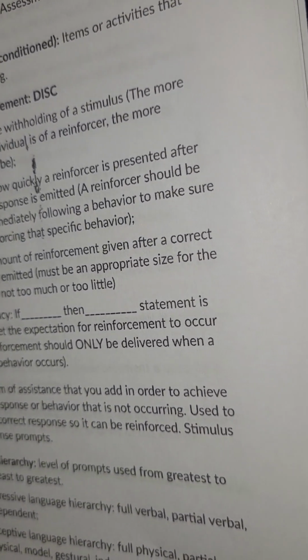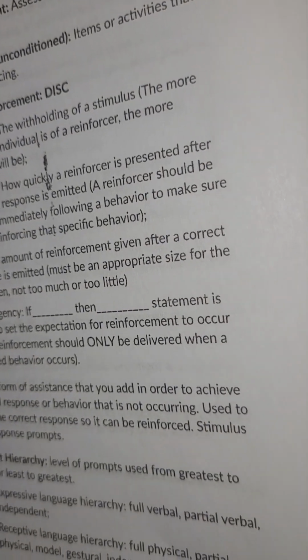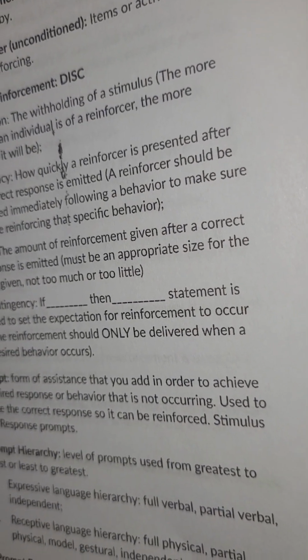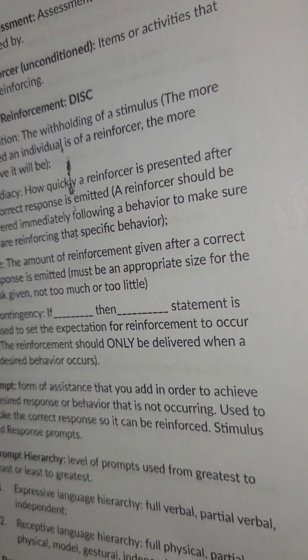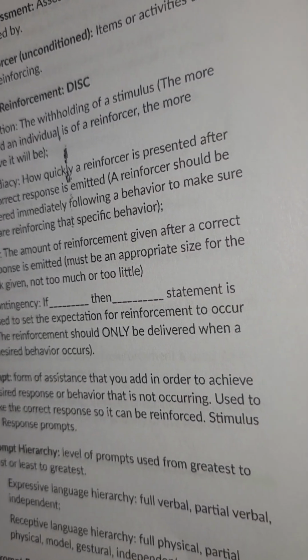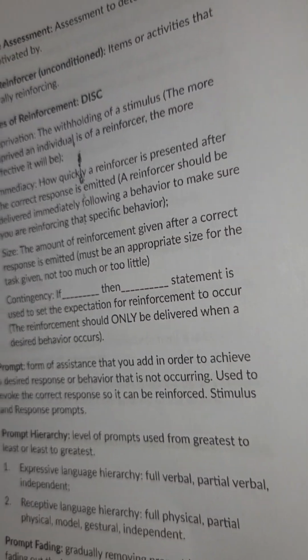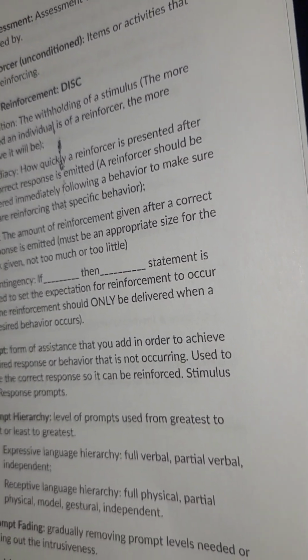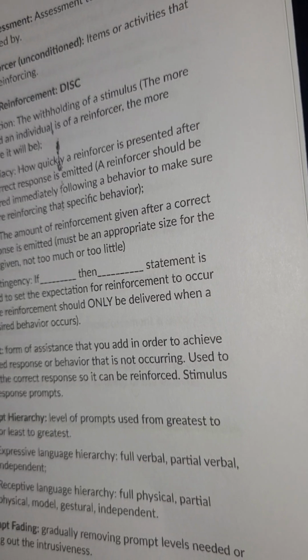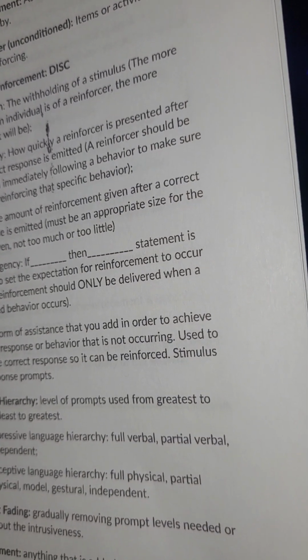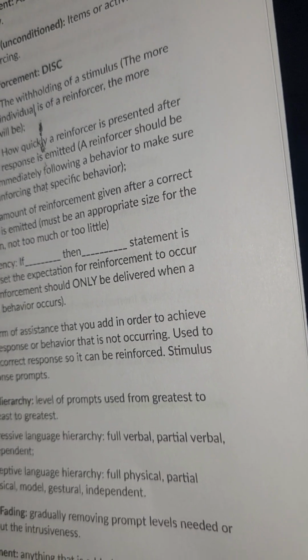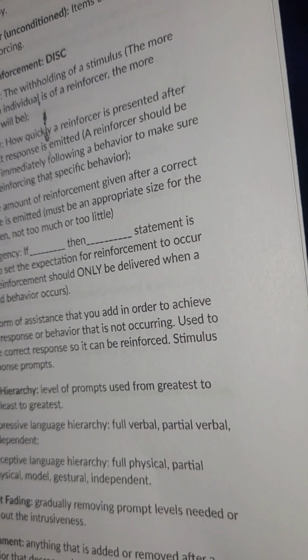Contingency, an if-then statement used to set the expectation for reinforcement to occur. The reinforcement should only be delivered when a desired behavior occurs. Prompt, a form of assistance that you add in order to achieve a desired response or behavior that is not occurring. Used to evoke the correct response so it can be reinforced.